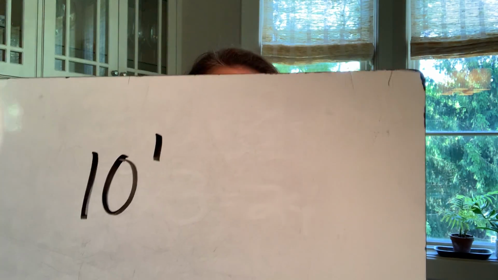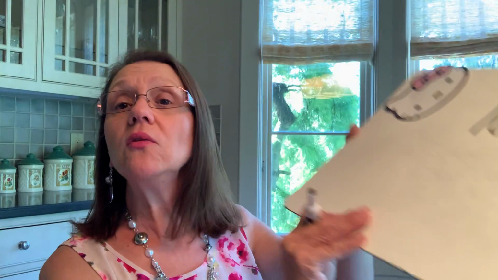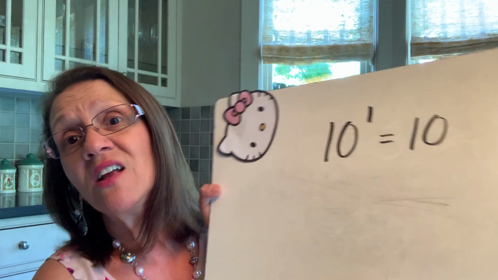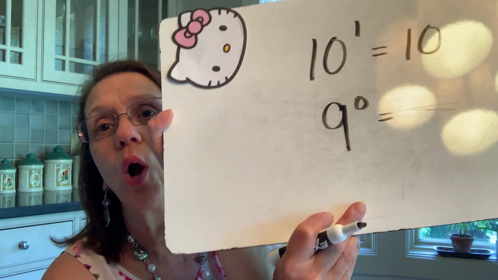Okay? So a couple other things about exponents. What about if you have this? 10 to the power of 1. Well, 10 to the power of 1 means 10. It means there's only 1. What about this one? 9 to the power of 0. What? You might think that it's 0, right? It's not. It's 1. Any base to the power of 0 is equal to 1.